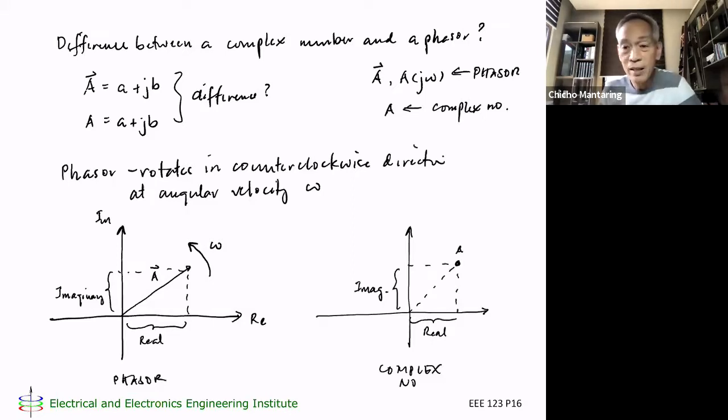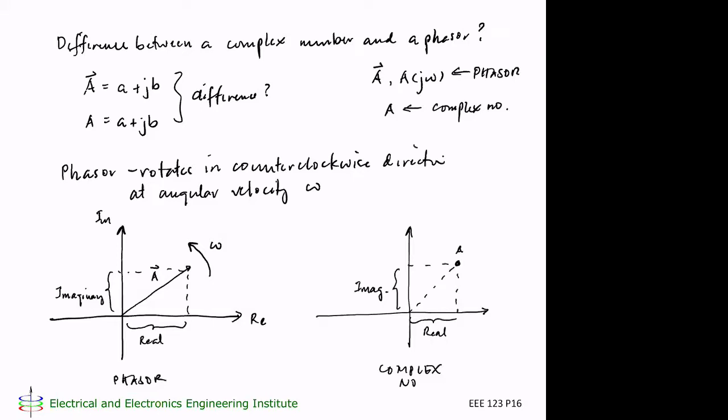Is that clear? Because that's an important concept. You have to know the difference between a phasor and a complex number. Ivan, is that clear now? Yes, sir. Okay.